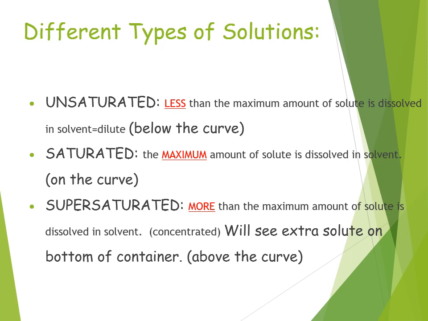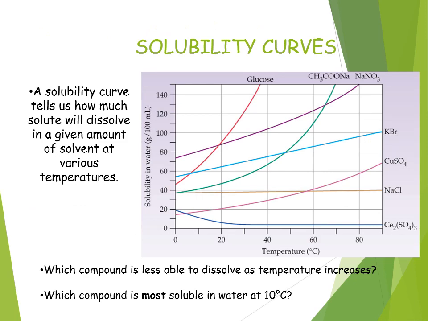You might have noticed that there's also some verbiage here: below the curve, on the curve, and above the curve. What we're going to look at in a second is a solubility curve. It's looking at the interaction between the amount of solute and its saturation point at different temperatures of water. So let's look at these curves and see what we mean by below, on, and above the curve.